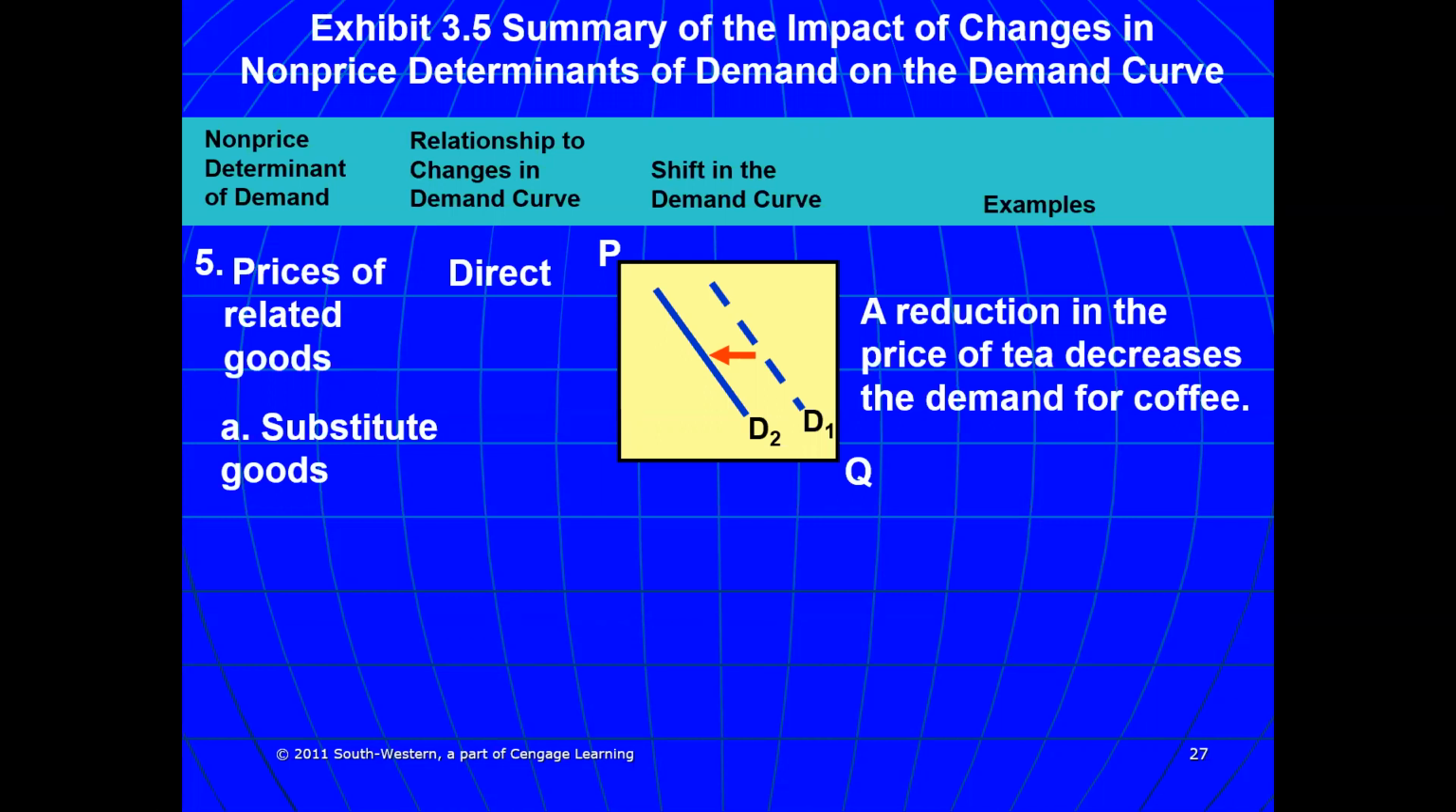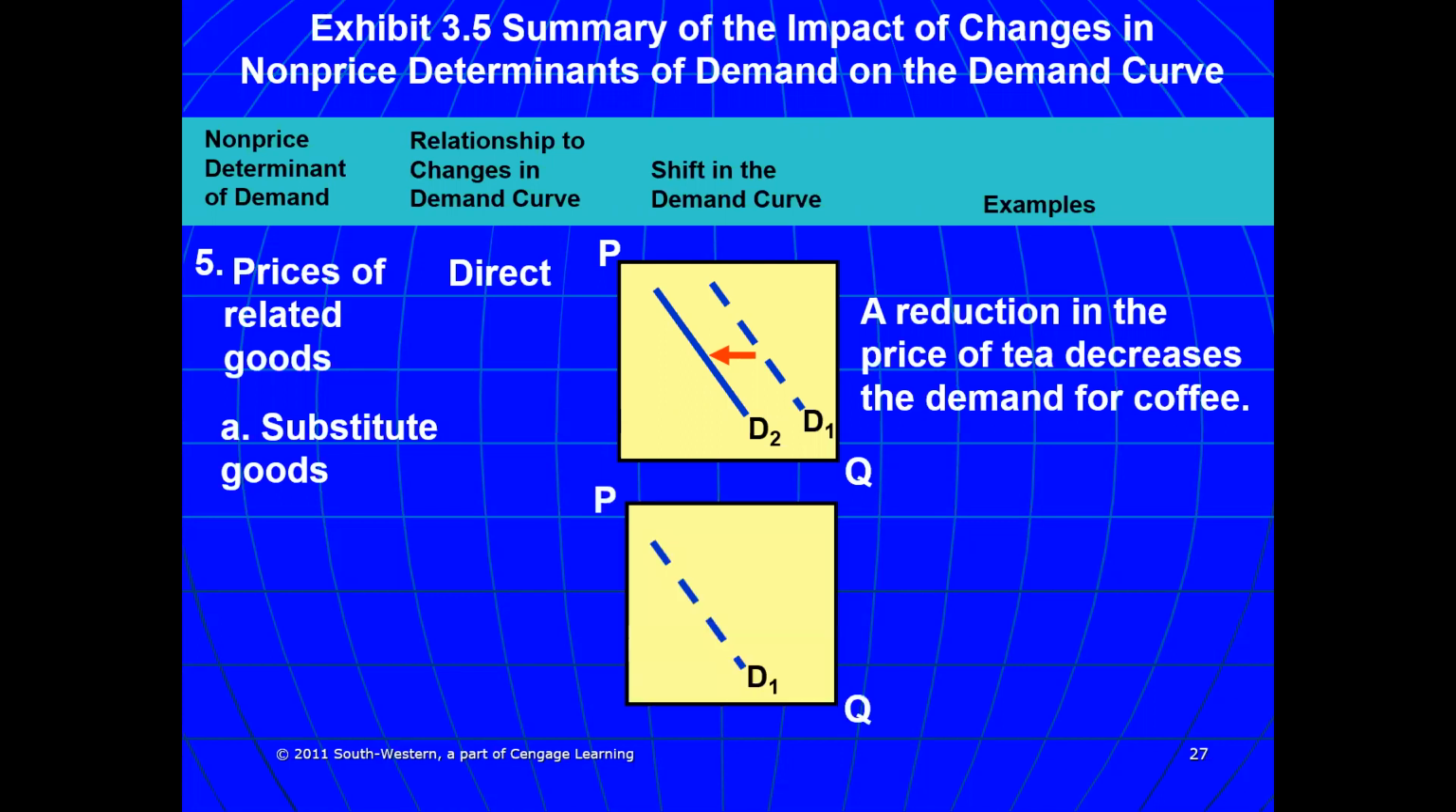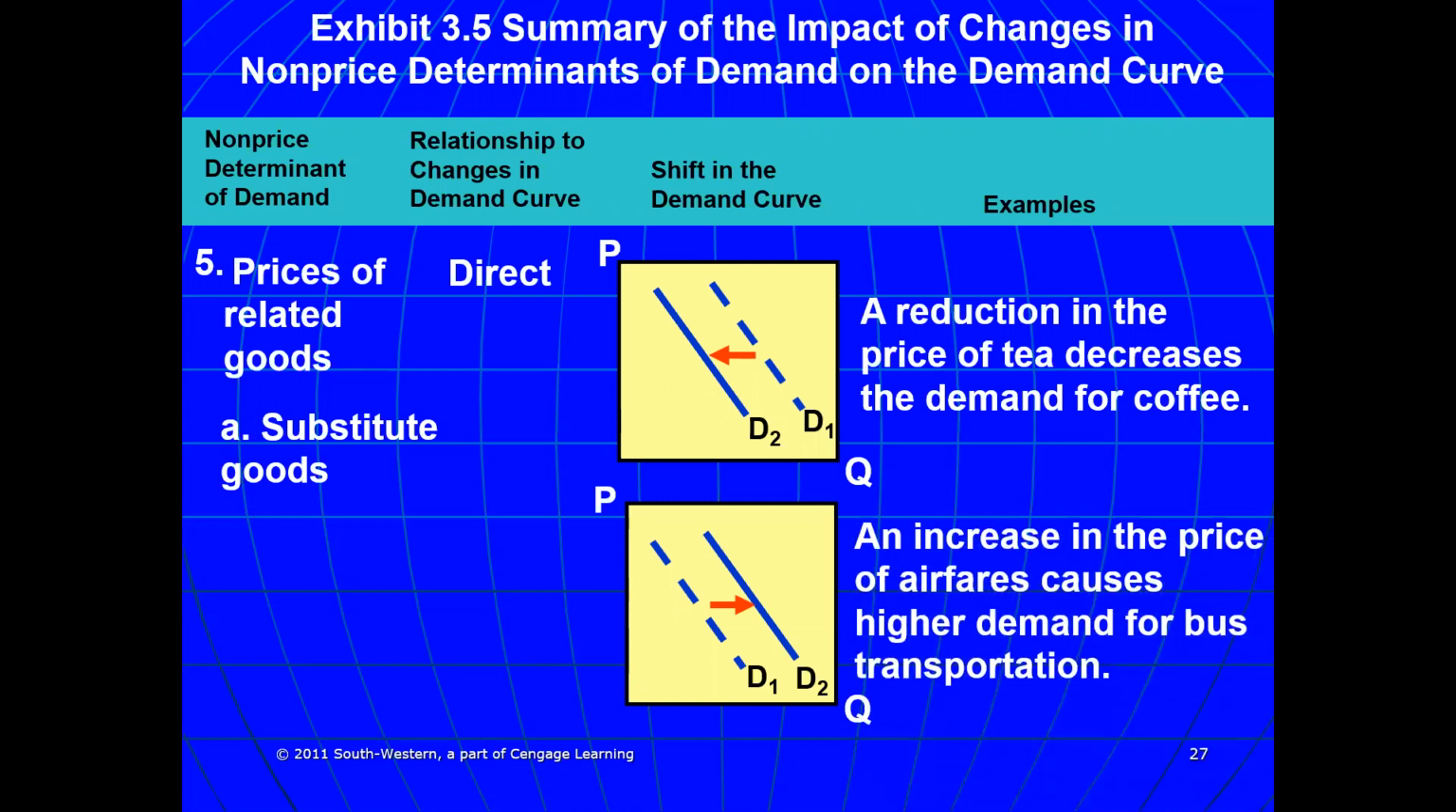Or Baylor and MCC, for example. Let's say that a reduction in the price of Baylor tuition, now this wouldn't happen, but if Baylor decided to discount their tuition, that might draw some MCC students away and decrease the demand for MCC classes. On the other hand, an increase in the price of Baylor tuition causes an increase in the demand for MCC classes. So those are substitute goods.